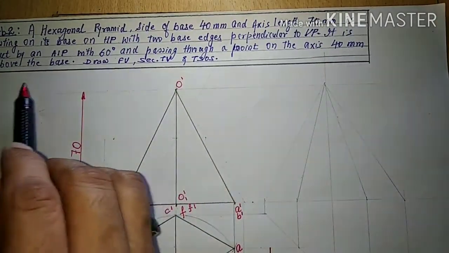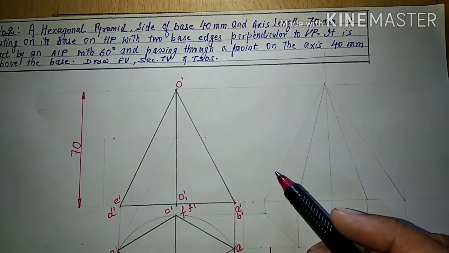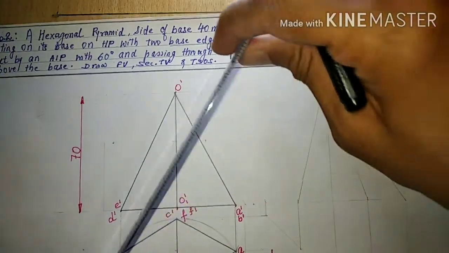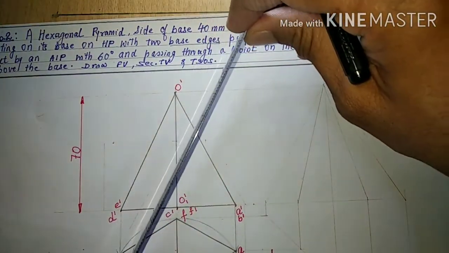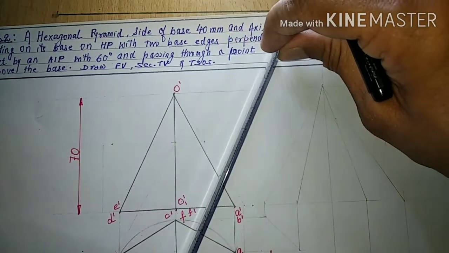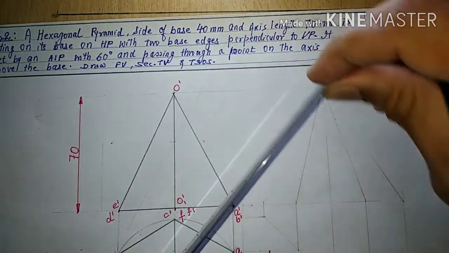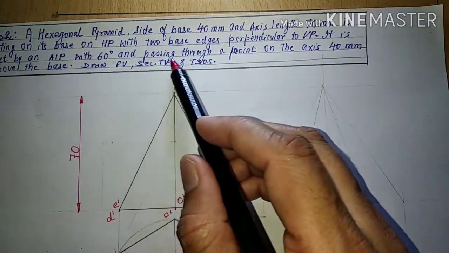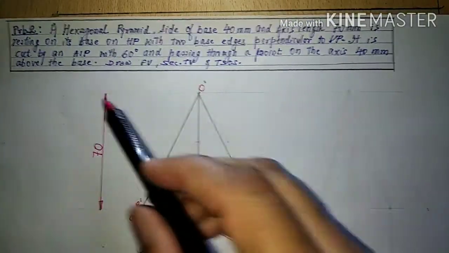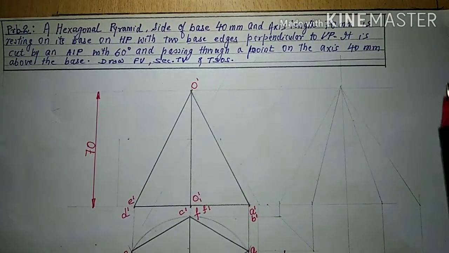It is cut by an AIP with 60 degrees. So we'll take an angle of 60 degrees and we'll pass the cutting plane line. This 60 degrees can be passed from here also, here also, here also, and here also. So there should be some limitations given. And passing through a point on the axis 40 mm above the base. So this other limitation is given.